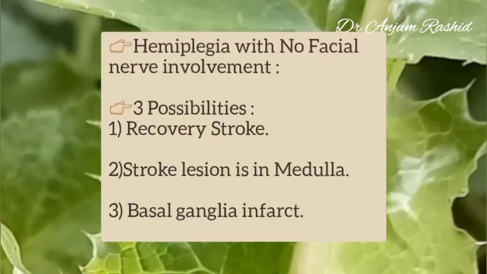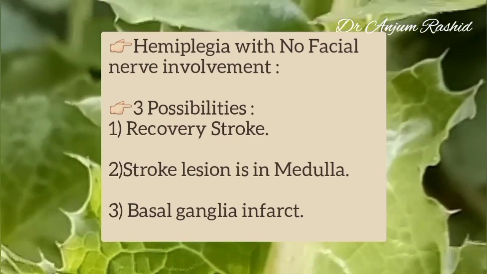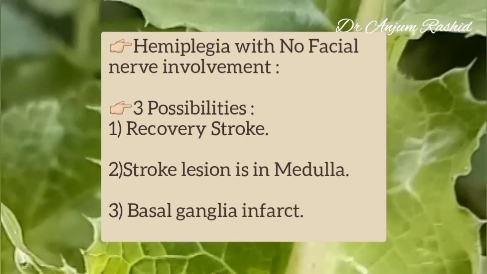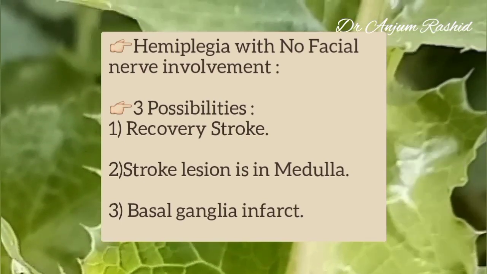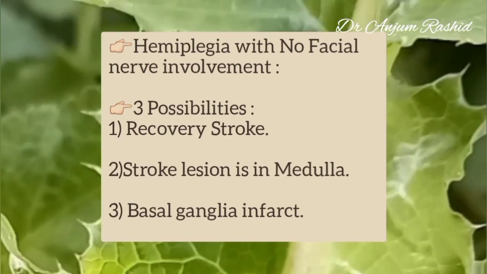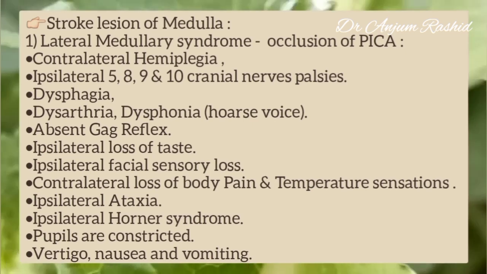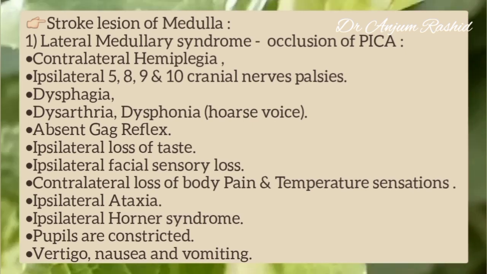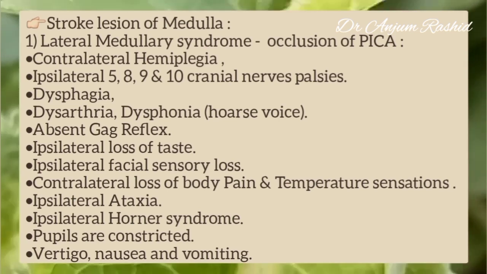Now we come to step 3. In this case, there is hemiplegia with no facial nerve involvement. There could be 3 possibilities. Number 1, this is recovery stroke. Number 2, stroke lesion is in medulla. And number 3, basal ganglia infarct is there. Now if the stroke lesion of medulla has occurred, number 1 possibility, lateral medullary syndrome, that is occlusion of the posterior inferior cerebral artery has occurred.